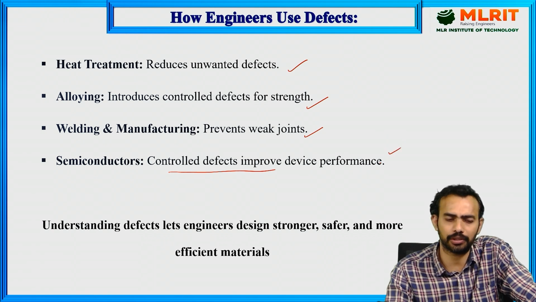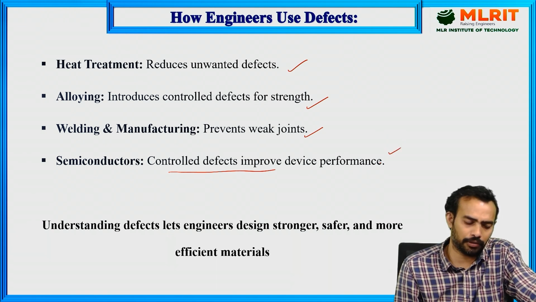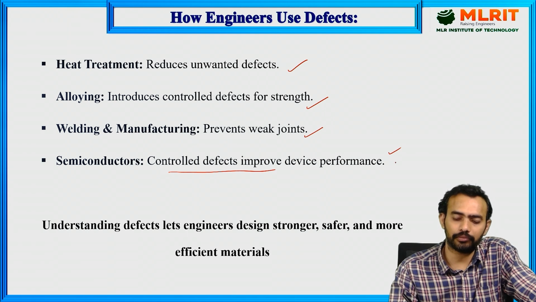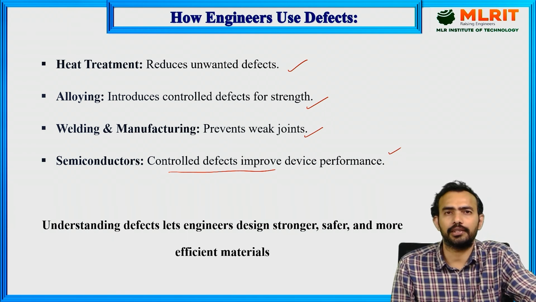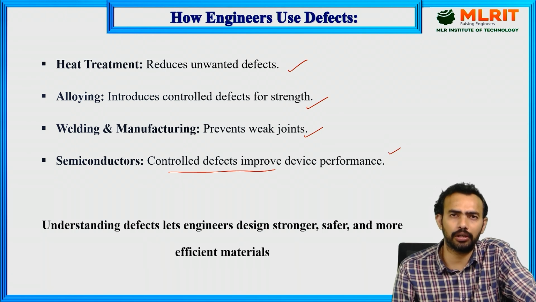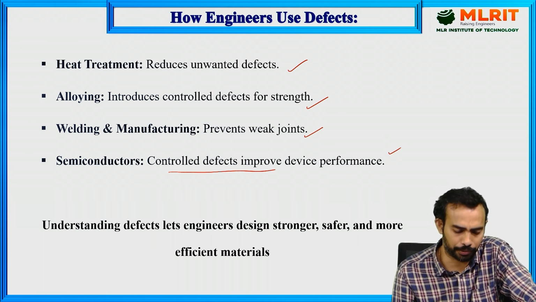This is how engineers have been using defects for improving materials. So understanding the defects lets engineers design stronger, safer, and more efficient metal, one can say that.